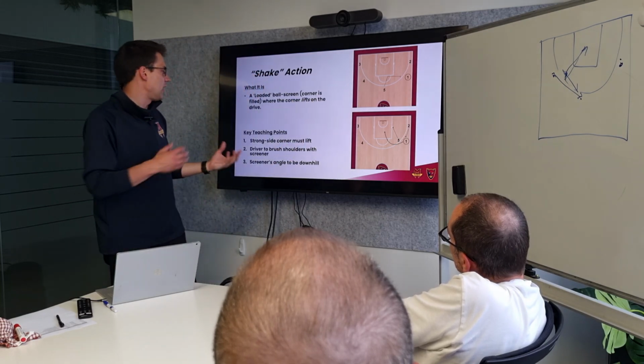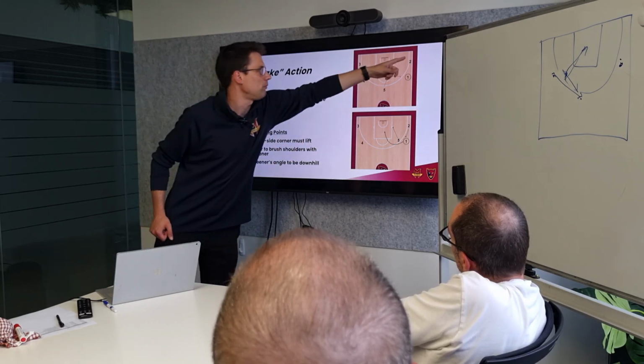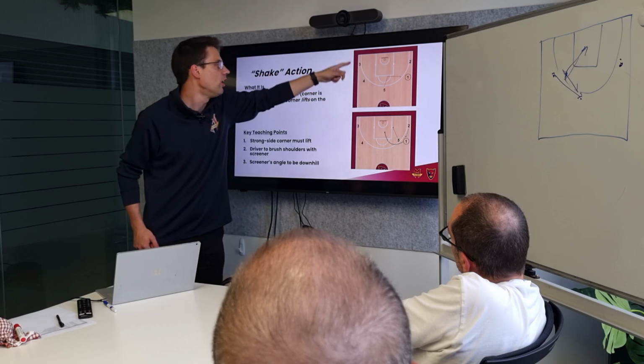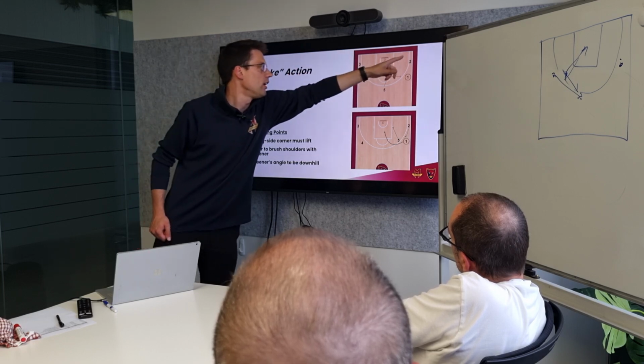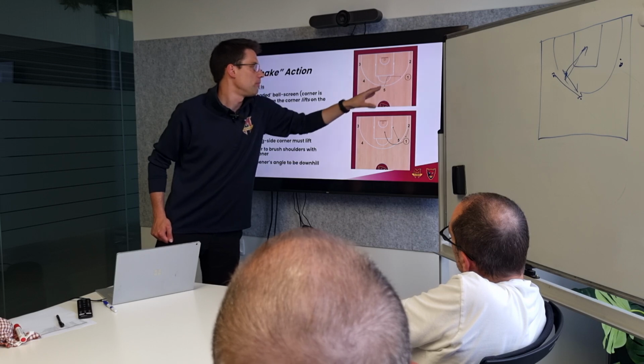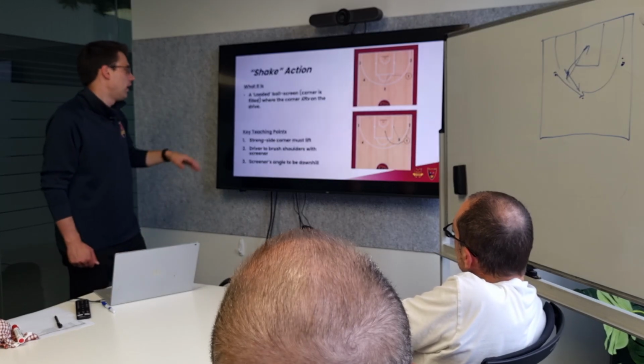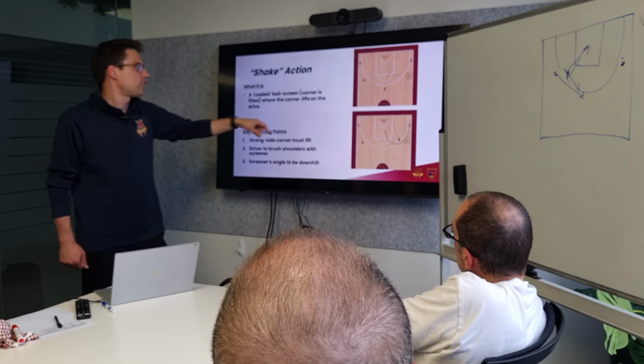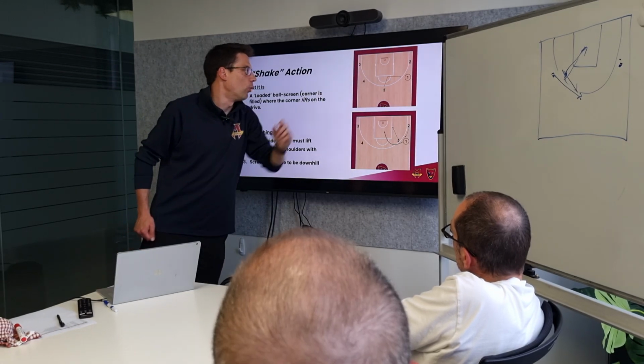So there's 2 different types. You can either have an empty ball screen where the corner's empty. So you can imagine that player 2 might be over here, we'd have 3 players over on this side and no one in that corner. It's just a pure screen for the 5 for the 1. Again, this is a loaded ball screen where we've got someone in the corner.